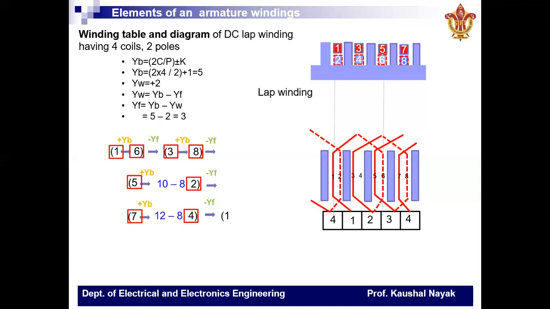And finally, we reach the same conductor from where we have started. So the last coil side was coil side number 4, which is again connected to the commutator segment number 1, from where the coil number 1 having coil side number 1 started.